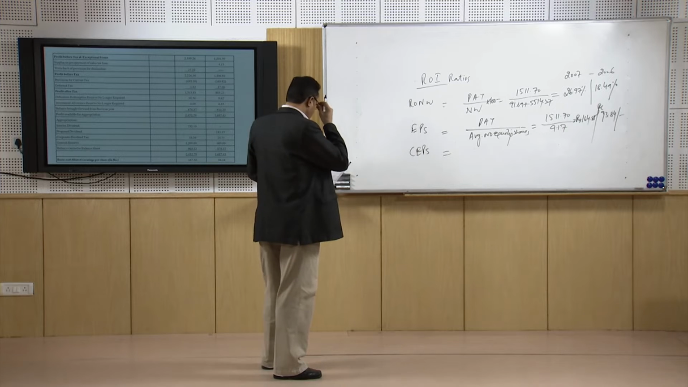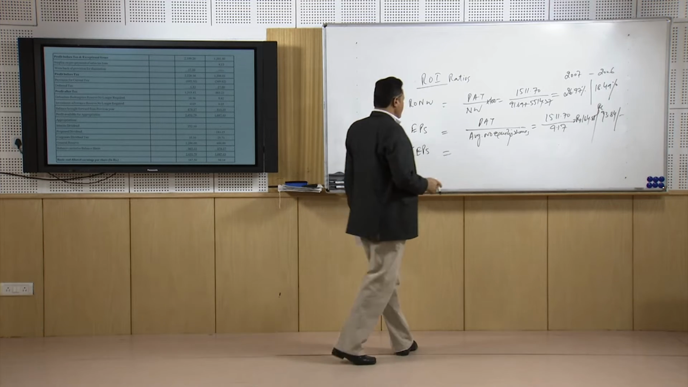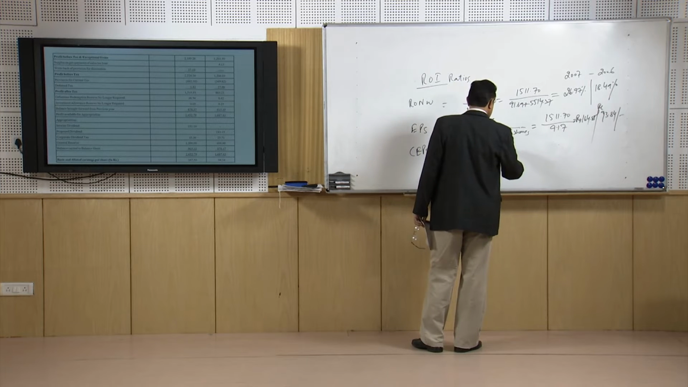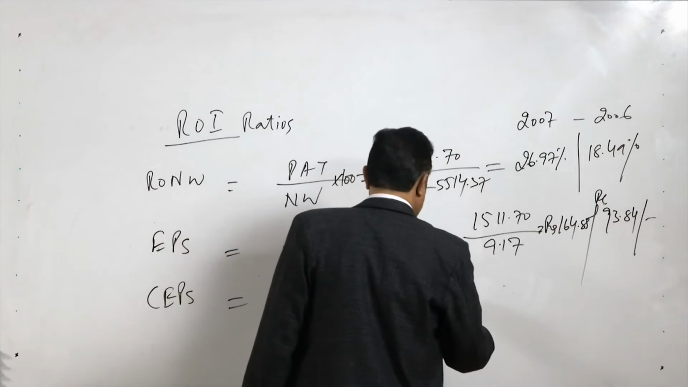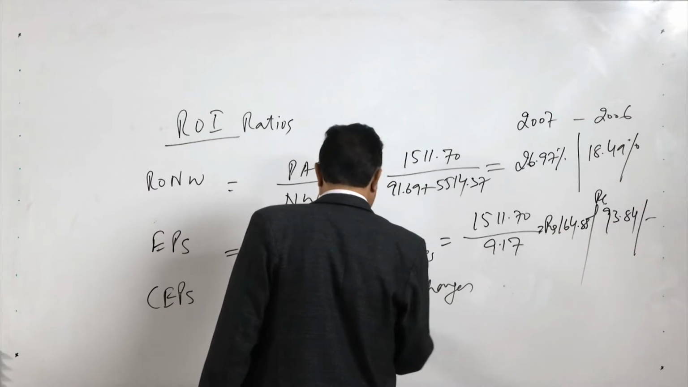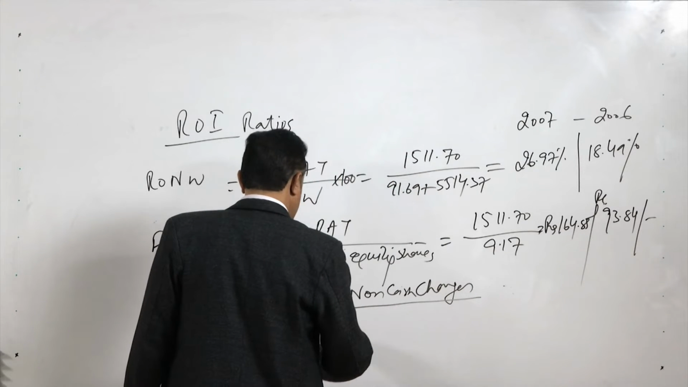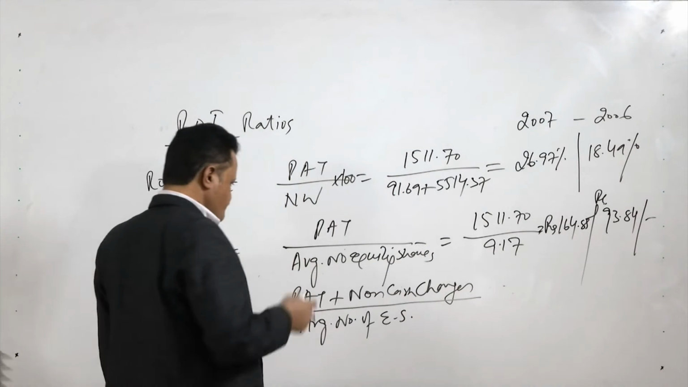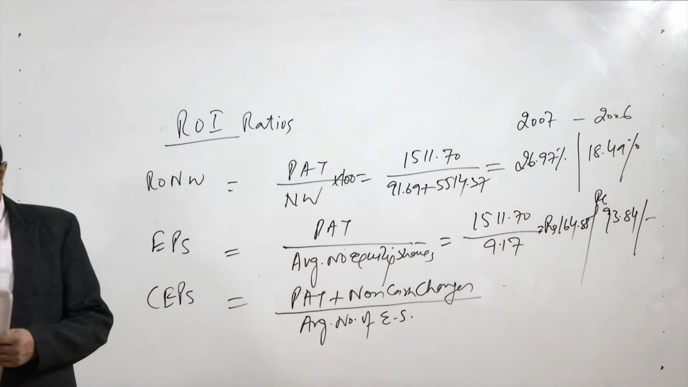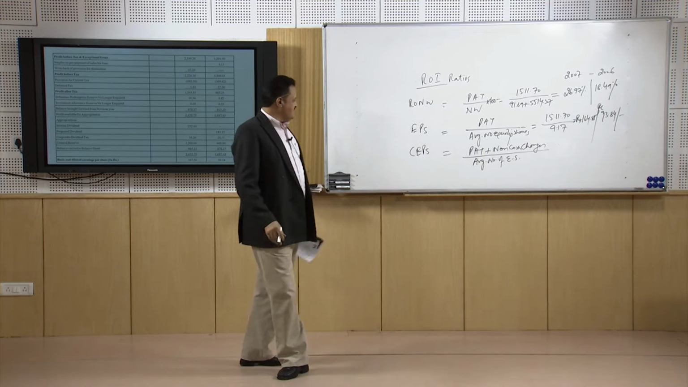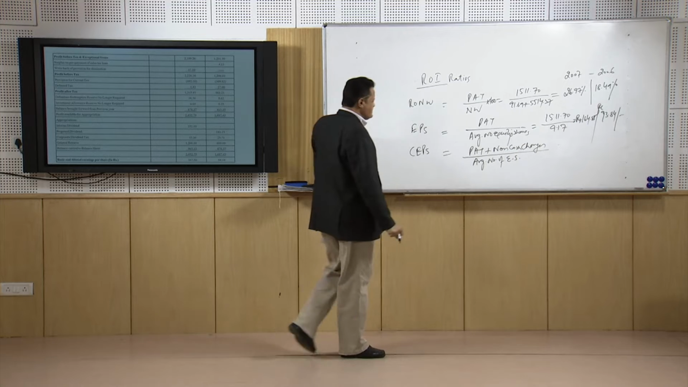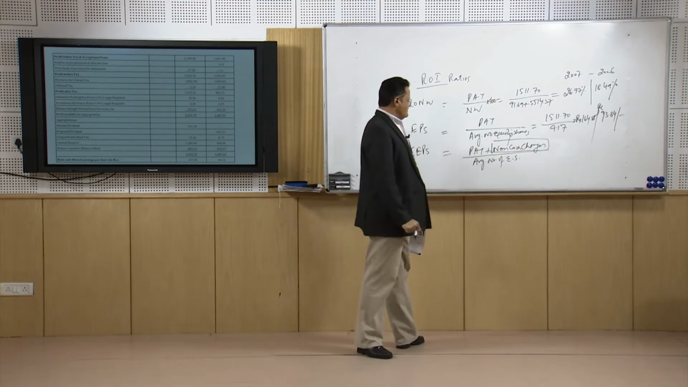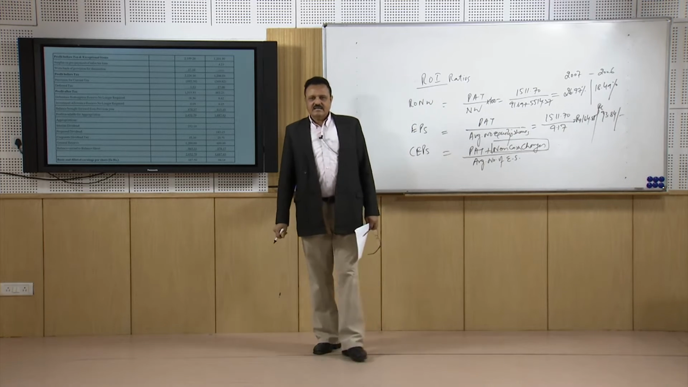And when we discuss the formula for the cash earning per share, we had a formula like PAT plus non-cash charges, divided by the average number of equity shares, so the denominator is the same. For calculating the cash earning per share, we use PAT plus non-cash charges, and largely the non-cash charge is the depreciation amount. Now why do we add up the non-cash charge in the PAT for calculating the cash earning per share?